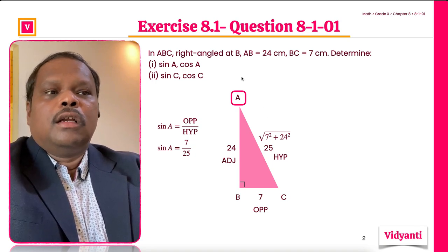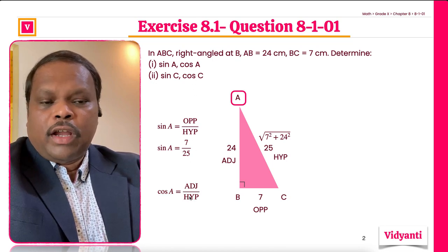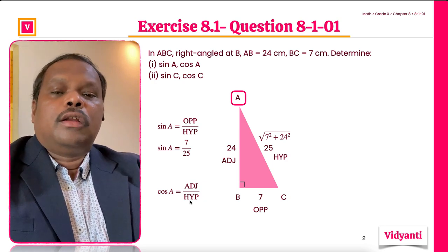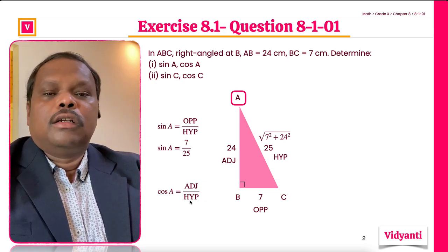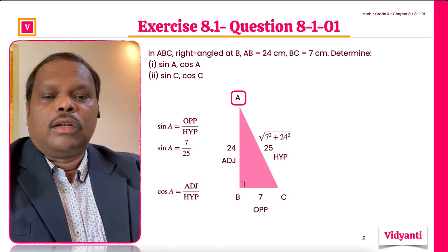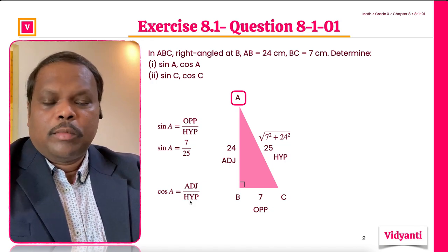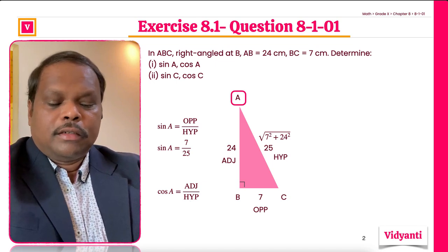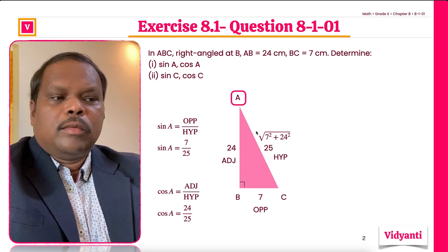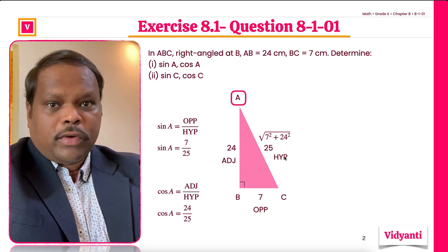And that's it. We have also been asked cosine of A. Cosine has been defined as adjacent over hypotenuse. So you have to recall the three definitions of the three trigonometric ratios, at least the basic ones. Sine is opposite over hypotenuse, cosine is adjacent over hypotenuse, and tangent, tan, is opposite over adjacent. So for cos A, adjacent is 24, hypotenuse is still 25.